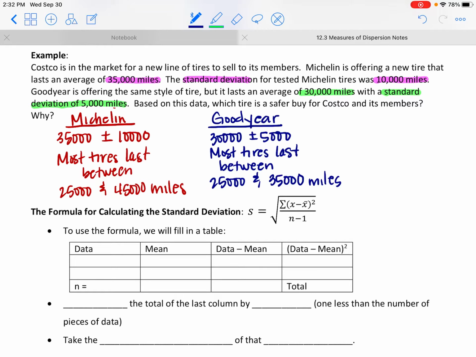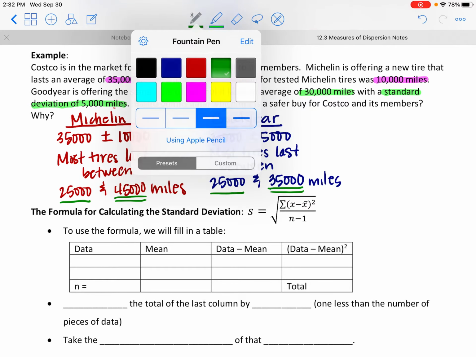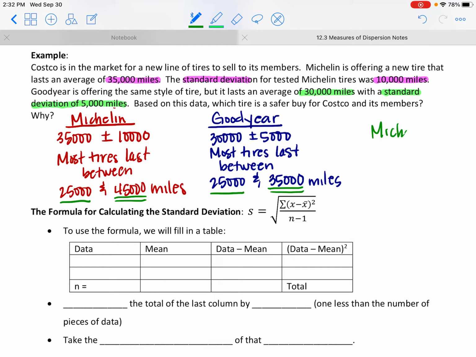So here, if we look at the low end of both of these, it is 25,000. Their low end is the same. But if you look at the high end of these, 45,000 and 35,000, the high end of the Michelin tires is better. So if most of the Goodyear tires and Michelin tires kind of bottom out at the same place, but the chance to last longer is better with Michelin, that is going to be a safer buy. So in this case, I would say Michelin, because of the fact that we laid out there, okay, if that makes sense.